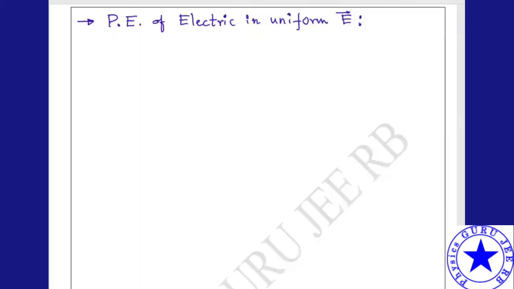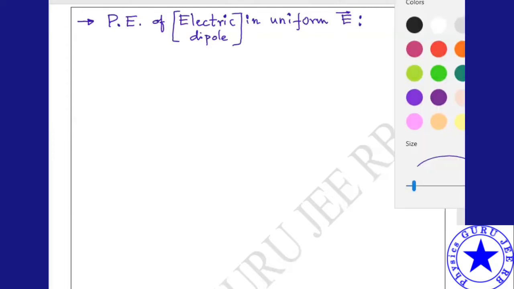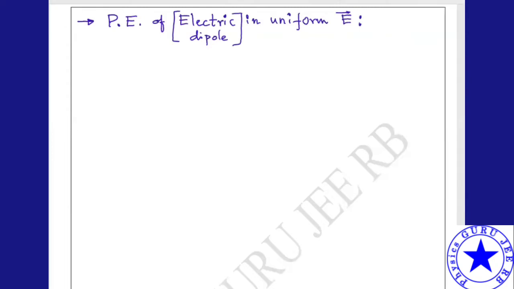Yes, good. Okay. Now we'll try to calculate the potential energy, potential energy of an electric dipole. Potential energy of an electric dipole in a uniform electric field. Hope it is clear. So this we are going to calculate now.